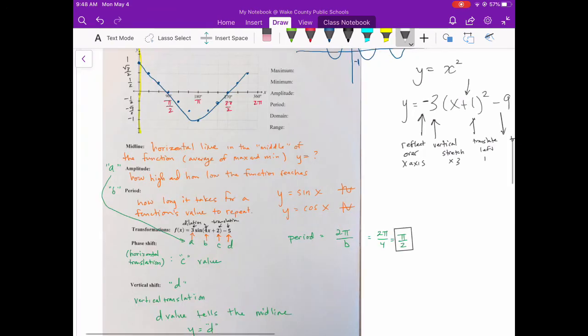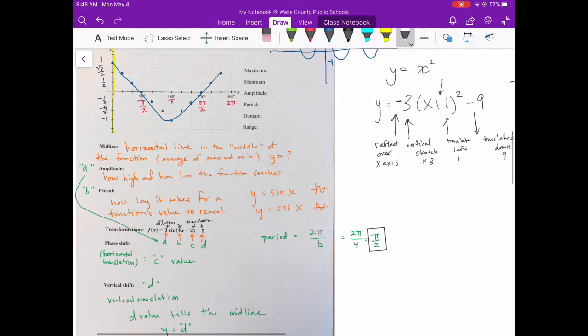So the midline, in this case, it's acting like the x value, but the midline is exactly what it says it is. It's that horizontal line that you can draw right down the middle of the curve, and it's equally above as it is below. So the midline is that horizontal line through the middle of the function. It's the average of your minimum and maximum.